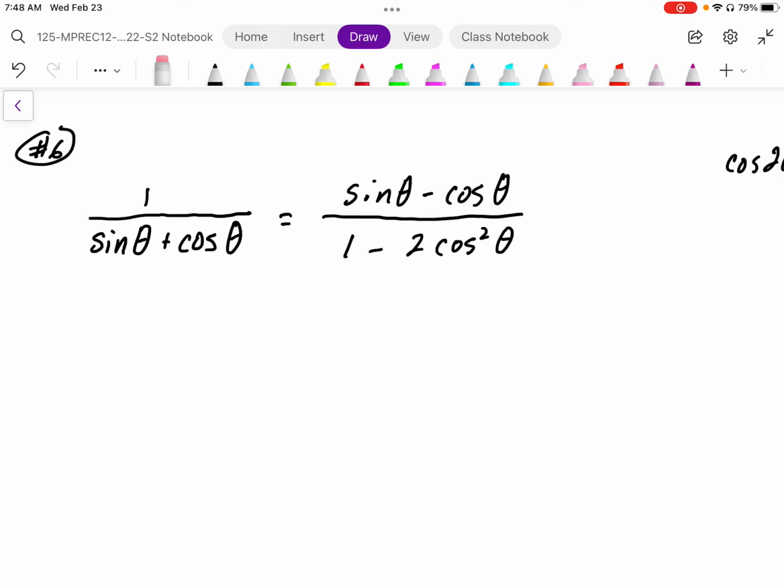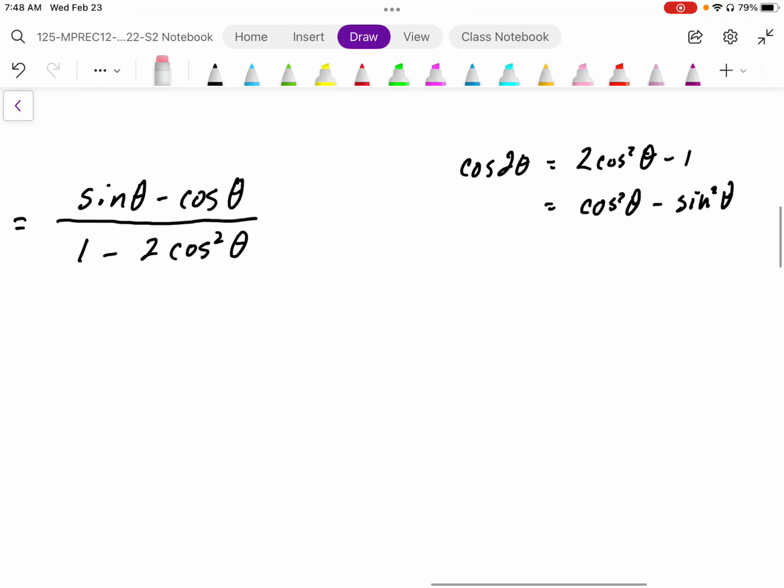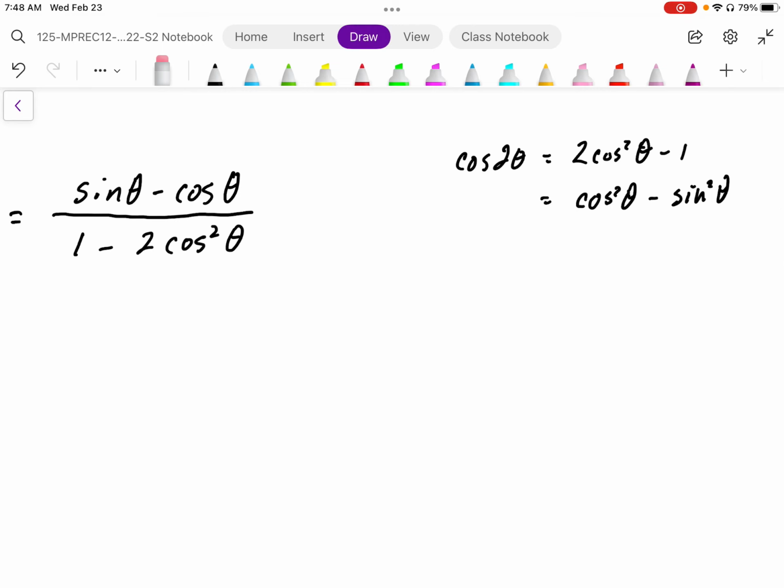In question number 6, I have 1 over sine plus cos equals sine minus cos theta over 1 minus 2 cos squared theta. Now, first of all, there's lots of different ways to do this, and I'm going to show you a fairly efficient way, but it involves recognizing a few identities. In particular, it involves recognizing that cos 2 theta is equal to 2 cosine squared minus 1, and it looks very similar to the denominator on the right-hand side.